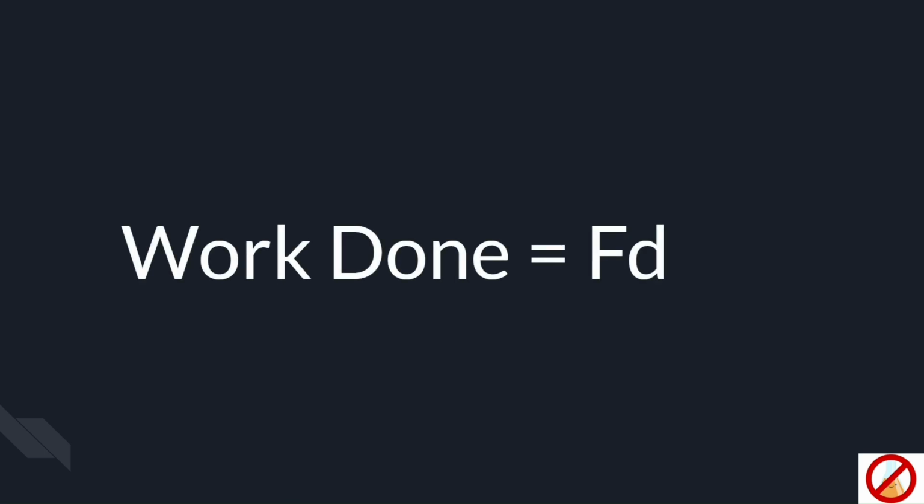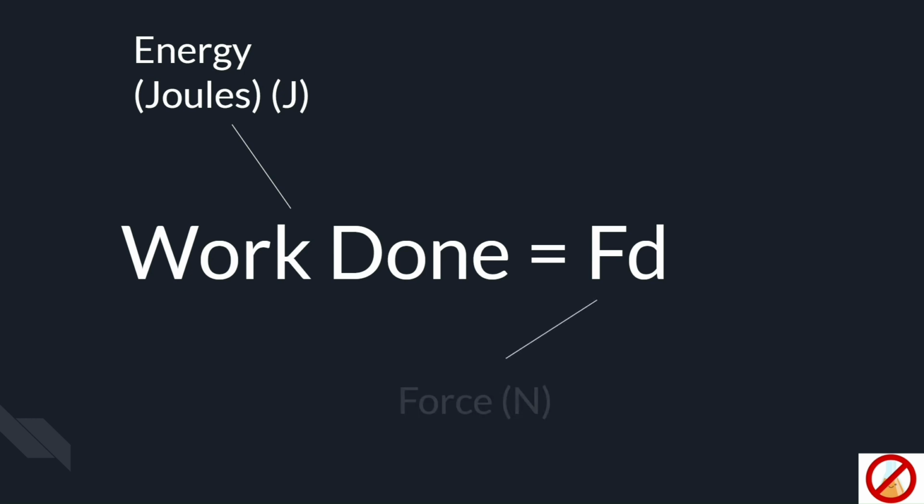Work done equals Fd. What does this equation mean? Well, let's start with work done. What is work done? Work done, in other words, we can call it energy. It's basically the energy you put in to do something, the work you have done, and it is measured in joules, and we'll abbreviate it with a J. And F will be the force, and that's measured in Newtons, same as weight in the previous equation.